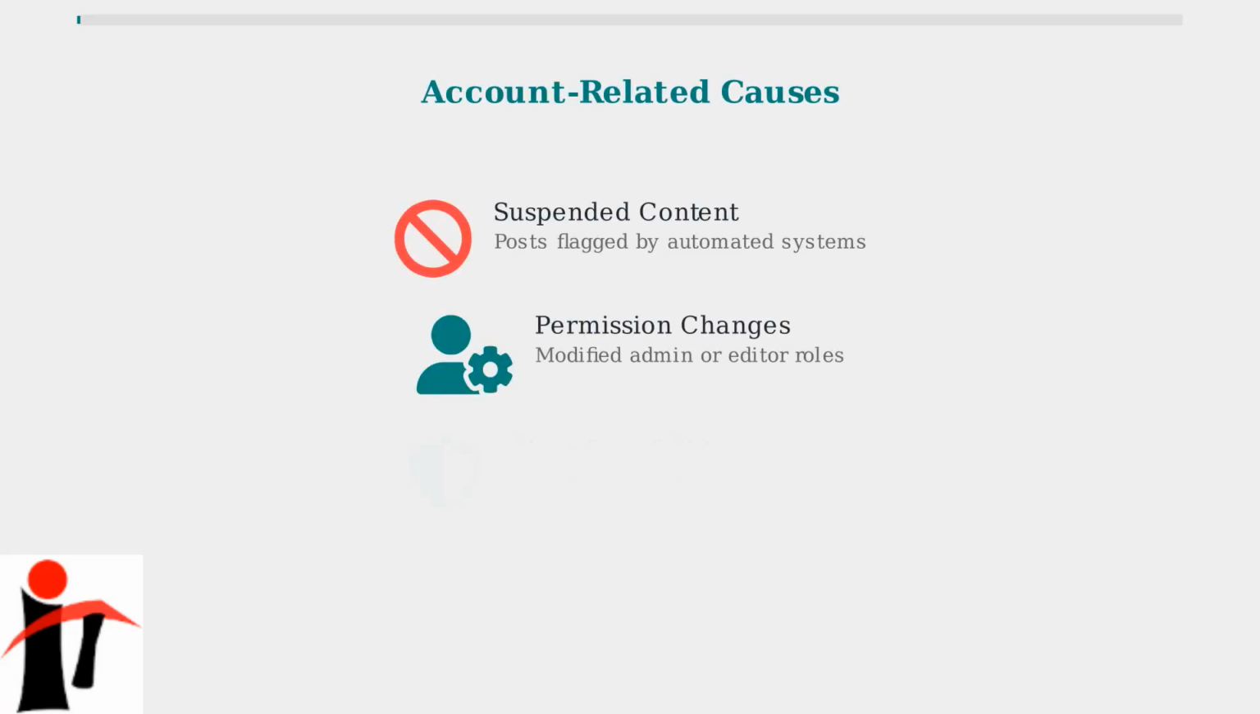Account-related causes are equally important to understand. These involve issues with your specific Meta Business Suite account or content. Account-related causes include suspended content flagged by Meta's automated systems, recent changes to page roles and permissions, incomplete or expired business verification, and content that violates Meta's community standards.